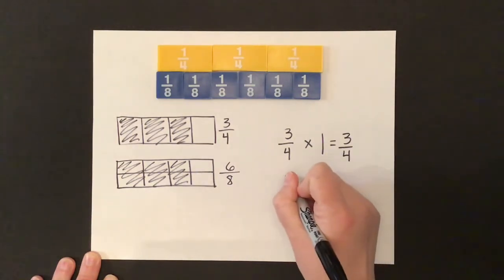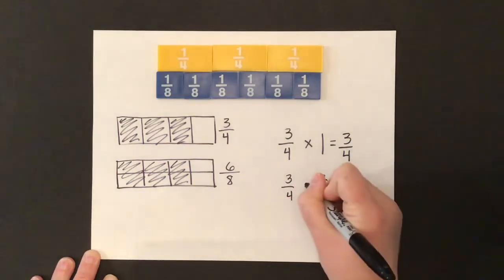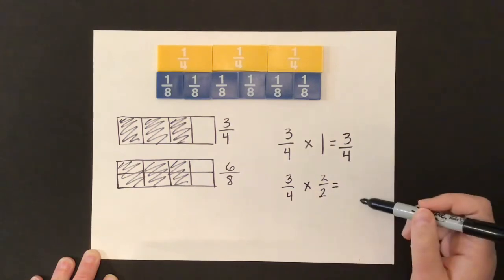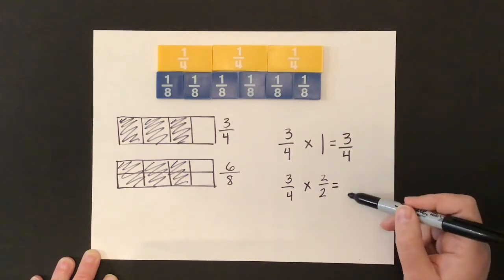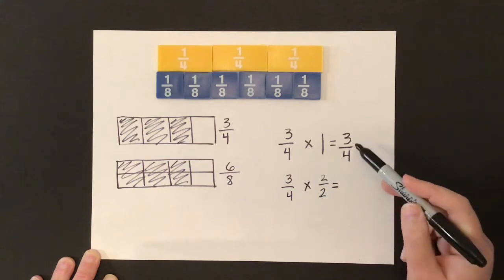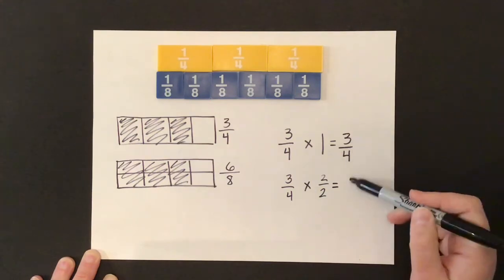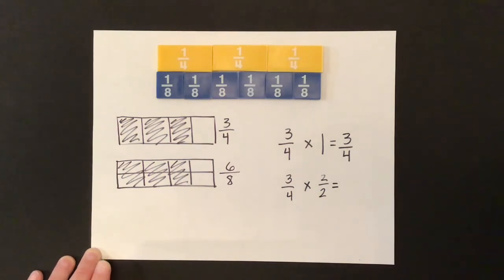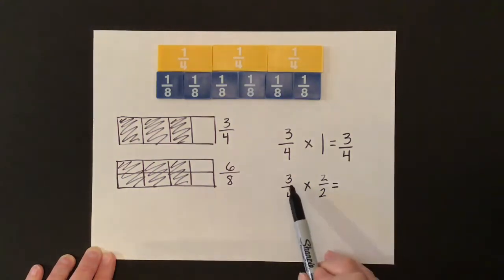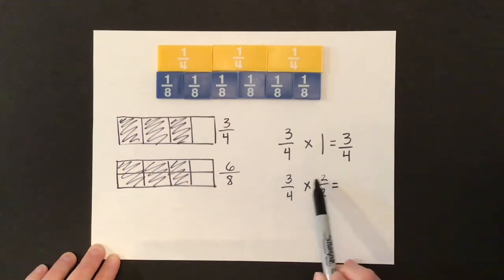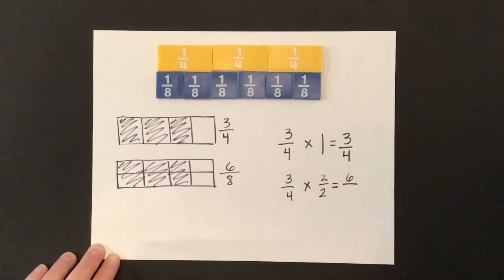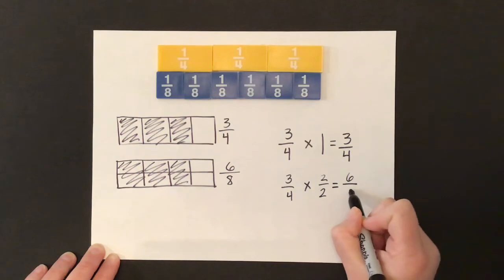So if I take 3/4 and multiply it by 2/2, the fraction that I get as my answer will be equal to 3/4. Their names will be different, but the amounts will be the same. So let's go ahead and solve this. I'm going to multiply my numerators. 3 times 2, and that gets me 6. And then multiply my denominators. 4 times 2 equals 8.